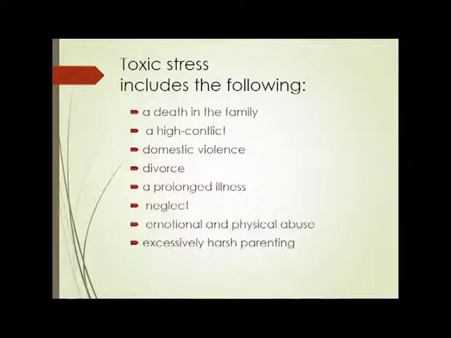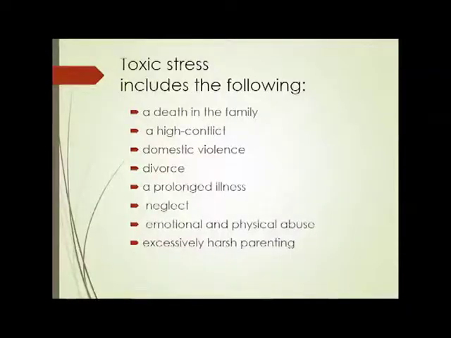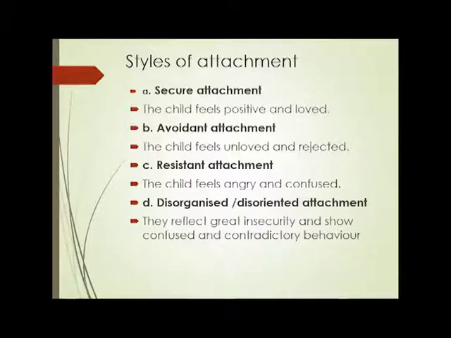Then we have toxic stress, which includes the following. What is toxic stress? It is prolonged stress, when you are forever stressed, and that stress is not just for a day. It goes on and on. So this has to do with maybe the death of a family member, conflict in the family, domestic violence, divorce at home, prolonged illness, neglect, emotional and physical abuse, excessive harsh parenting. All those can cause toxic stress.